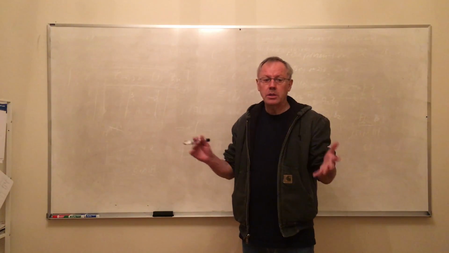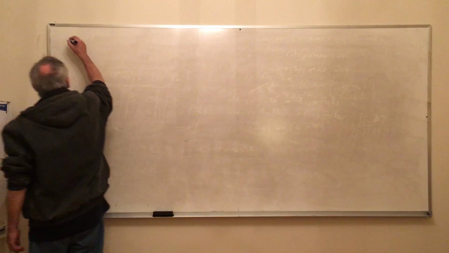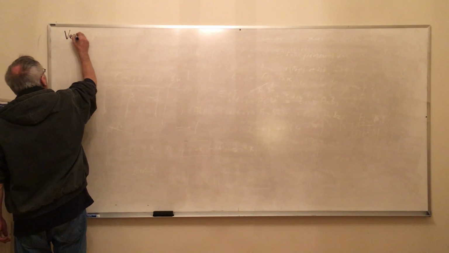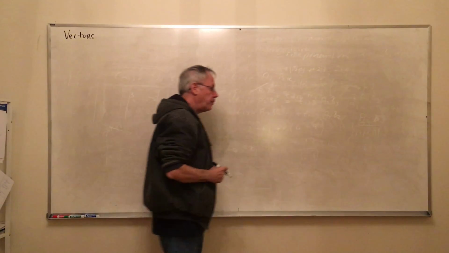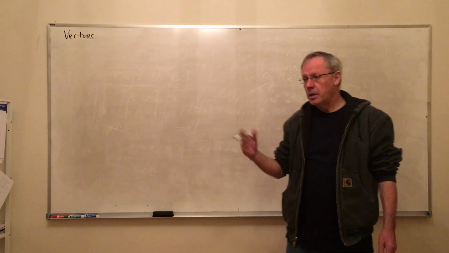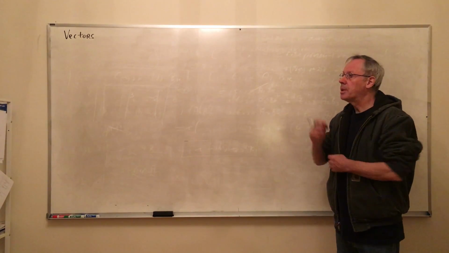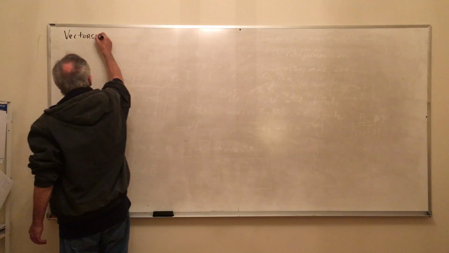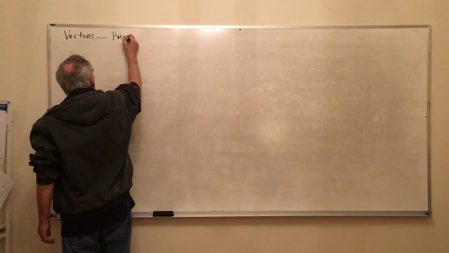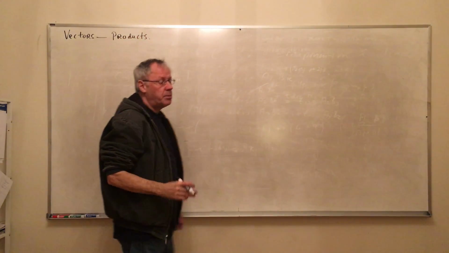It's just to do with products within vectors. We're still on vectors. I'm just going to call it vectors. I noticed nobody was really following the total college course, so isolated topics seem to work better. So this is vectors, but products. Products are when you multiply things.